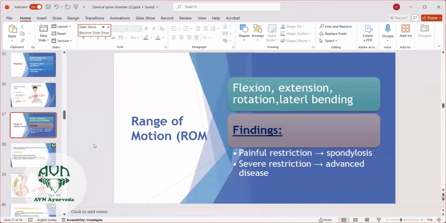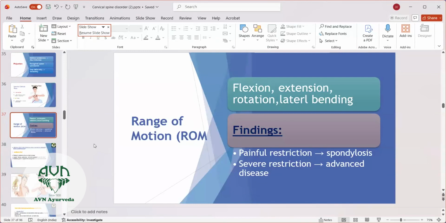After the palpation, we have to assess the range of movement of the cervical spine. Usually the cervical spine has 4 movements. Flexion means forward bending movement. Also extension, the backward movement of the head, rotation, and lateral bending. Only 4 movements are there at the level of the cervical spine: flexion, extension, rotation, and lateral bending.